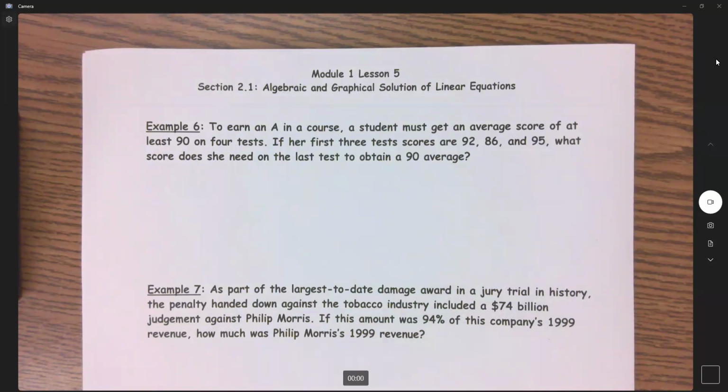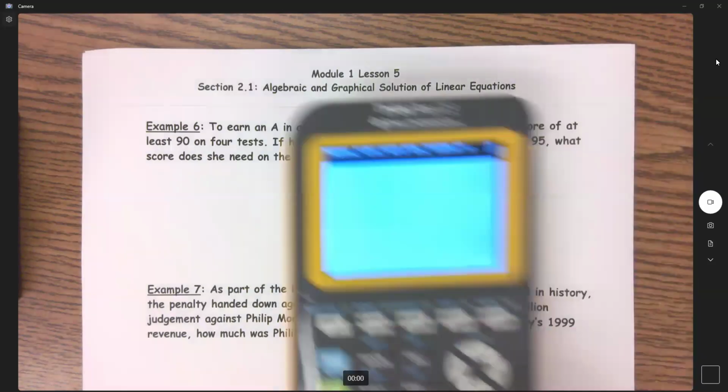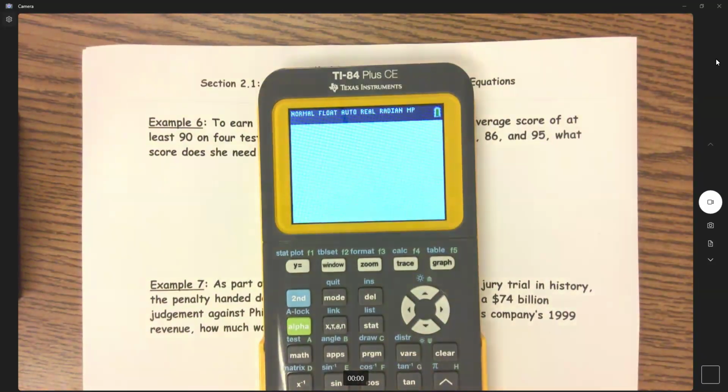to obtain a 90%? So let's just kind of go over averages really quickly. To find the average of something, you add up all those numbers and divide by the amount that you're adding up. So for example, let's say you have 4 tests and your grade is solely based on tests, homework doesn't matter, participation doesn't matter, attendance doesn't matter, it is just these 4 tests.